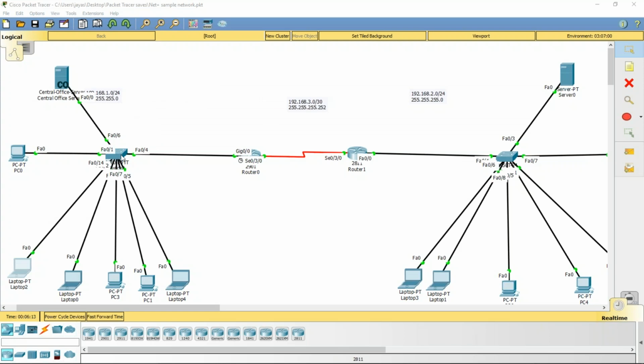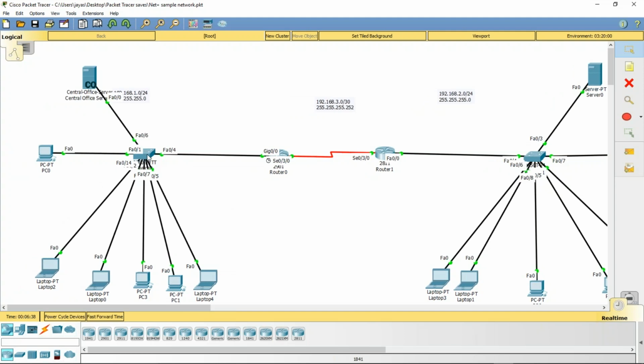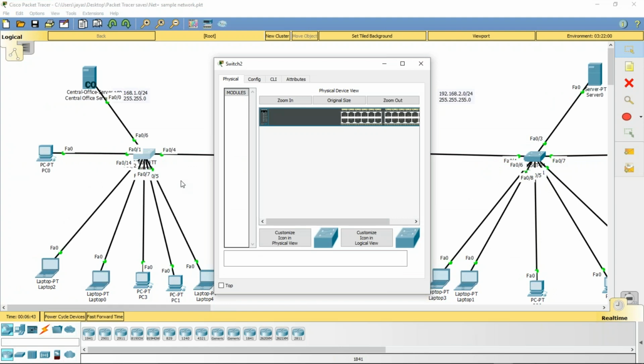The reason for that is because this is one entire VLAN right here. All of these devices are in the same VLAN, and they're all connected to the same physical switch. So if I hover over this switch, it's supposed to show some information. Doesn't want to show it. It's supposed to show the VLANs. Oh well.